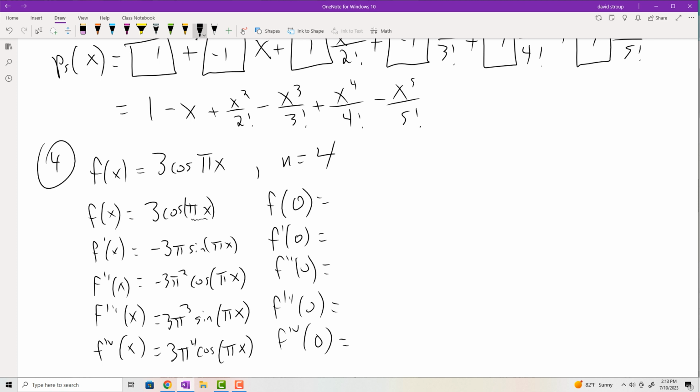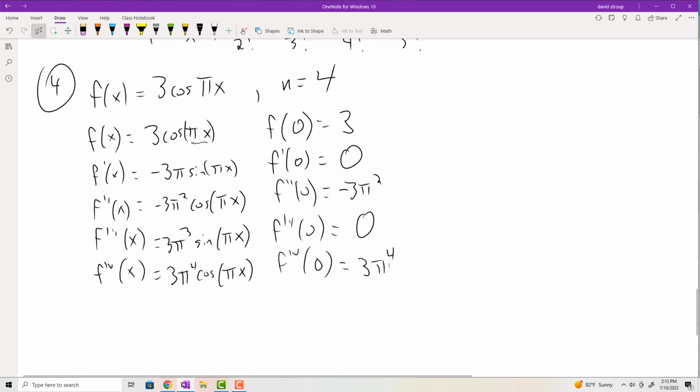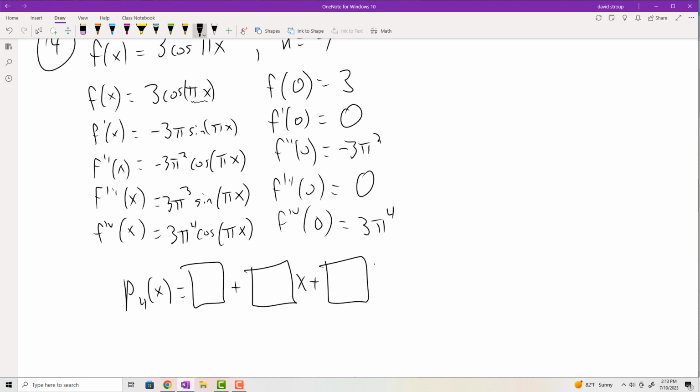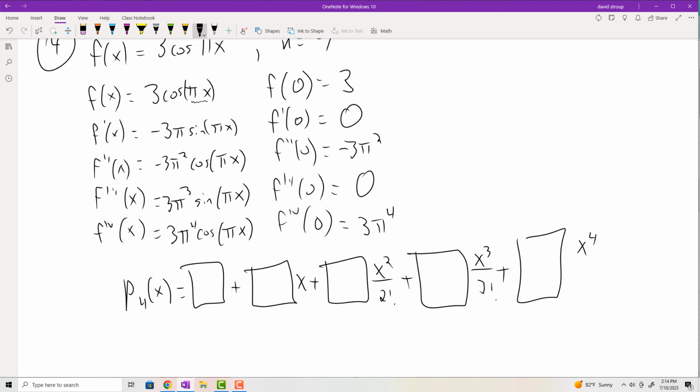Plugging in 0, cosine of 0 is 1, so this will be 3. This will be 0, negative 3 pi squared. This will be 0, 3 pi to the 4th. And then we go to our Maclaurin polynomial. I need P4 of x, so it'll be blank plus blank x plus blank x squared over 2 factorial plus blank x cubed over 3 factorial plus blank x to the 4th over 4 factorial, then copy and paste. Okay, clean her up.